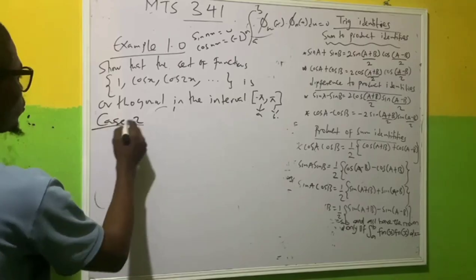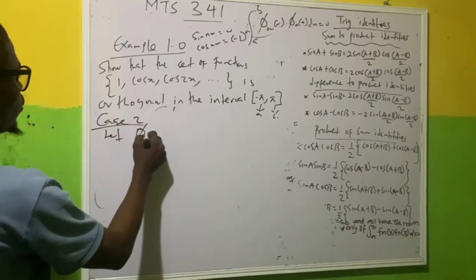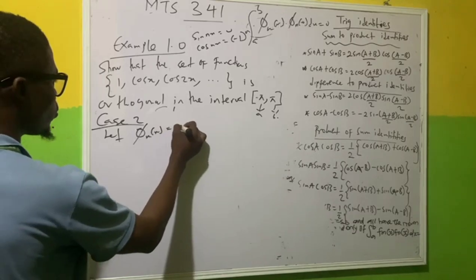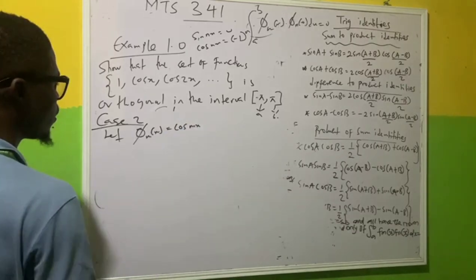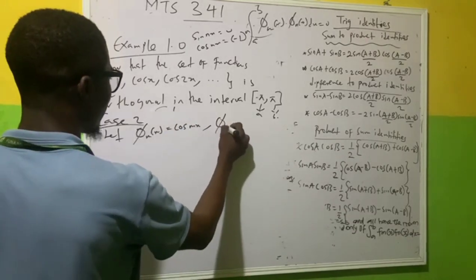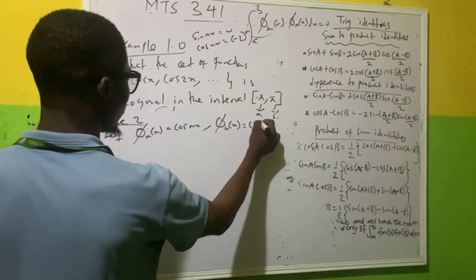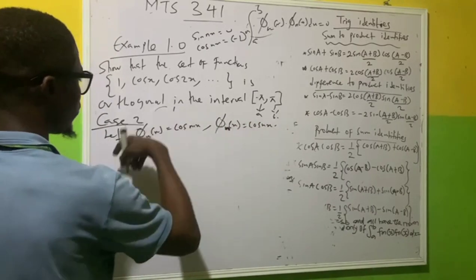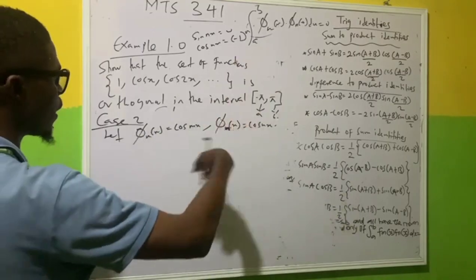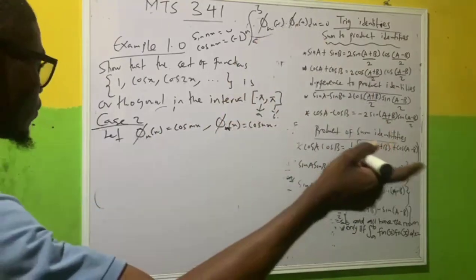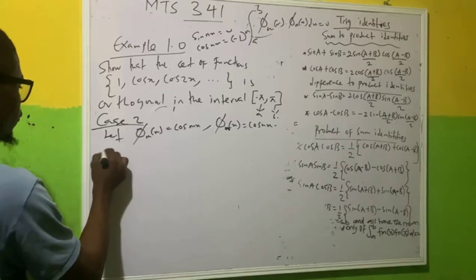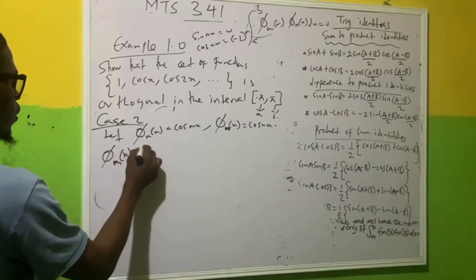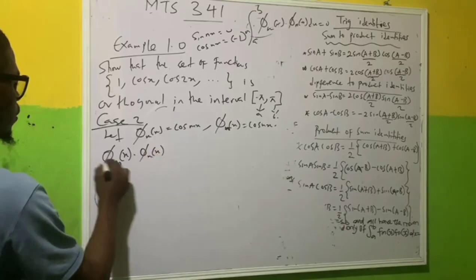Case 2. So let phi of mx equal cos mx, okay? And phi of nx equal cos nx. Because they're having n here, that's why it's cos nx, alright? So n can be 1, 2, 3, and the same thing repeated for m. So now we want to solve for this. We want to check if it is orthogonal, alright?